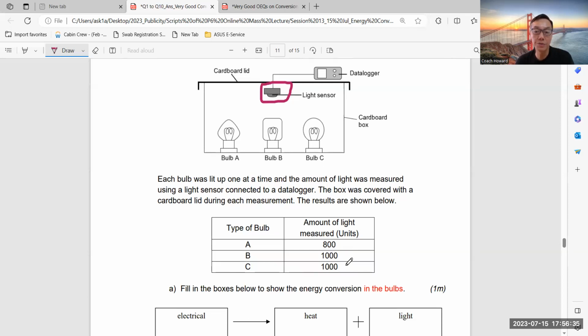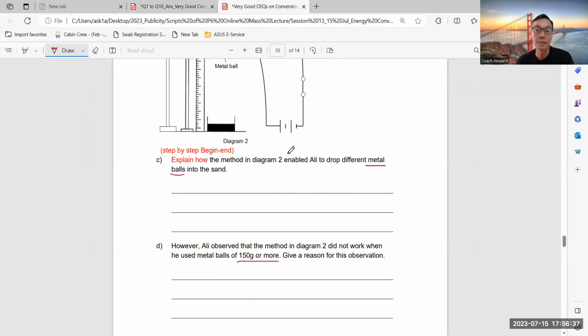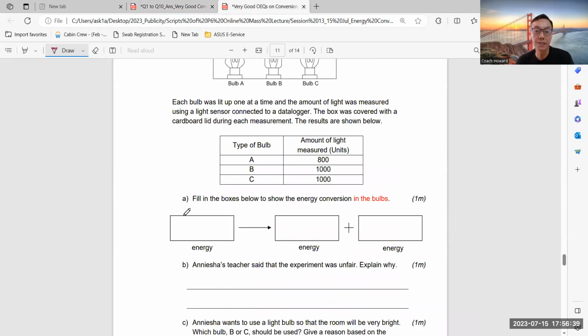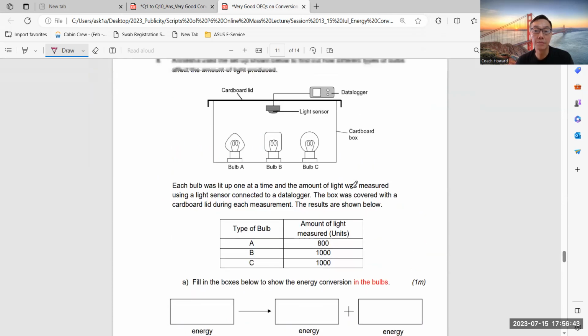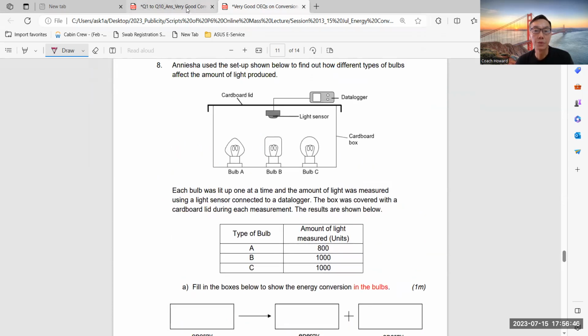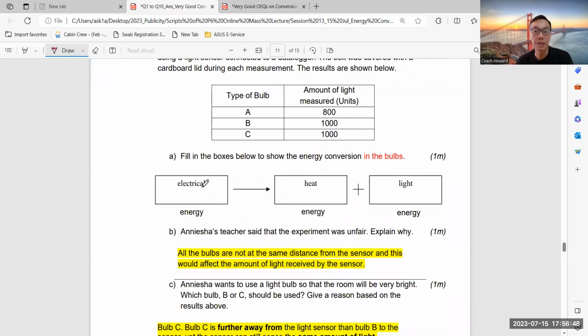Okay, fill in the boxes to show the energy conversion in bulbs. Originally the question looked this way, so it's all empty. So, energy conversion in the bulb. You start with electrical energy, change to heat energy plus light energy. So you get 1 mark for this.